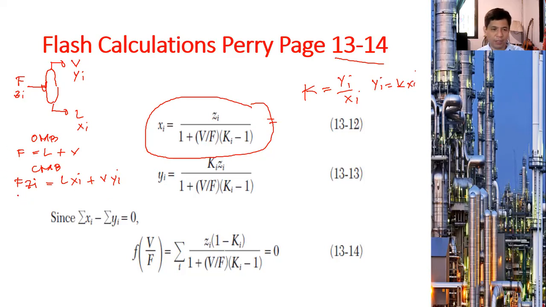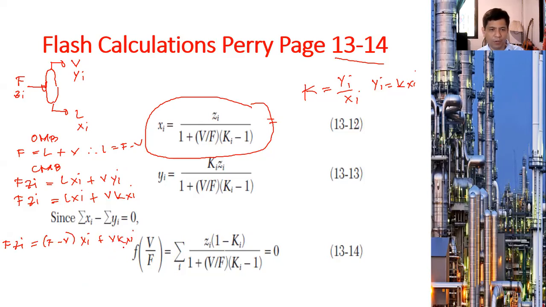So, ang bago na nating equation ay F Z sub I equals L X sub I plus B K X sub I. Tama? Do you agree? Tapos, pag tinignan niyo ulit to, wala siyang L, di ba? So we're going to replace L galing doon sa overall mass balance. Ang L ay F minus B. So we're going to replace L with F minus B. So ang bago na nating equation ay F times Z sub I equals F minus B times X sub I plus B K X sub I.